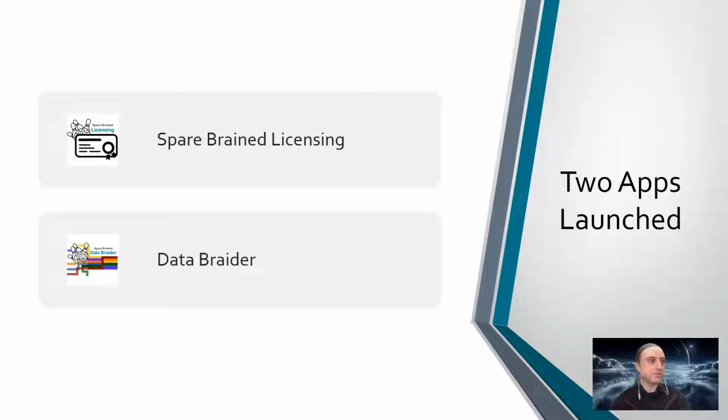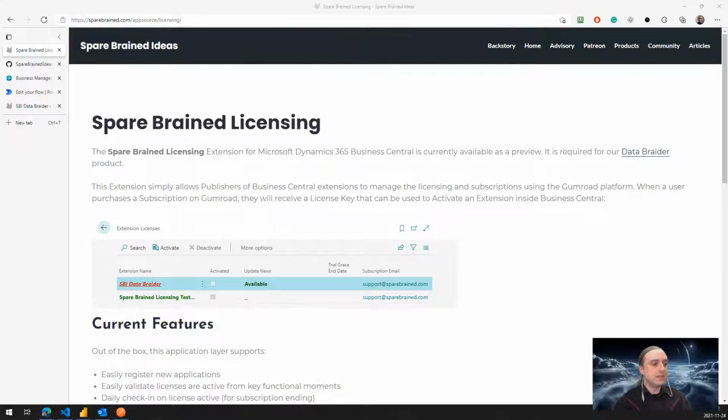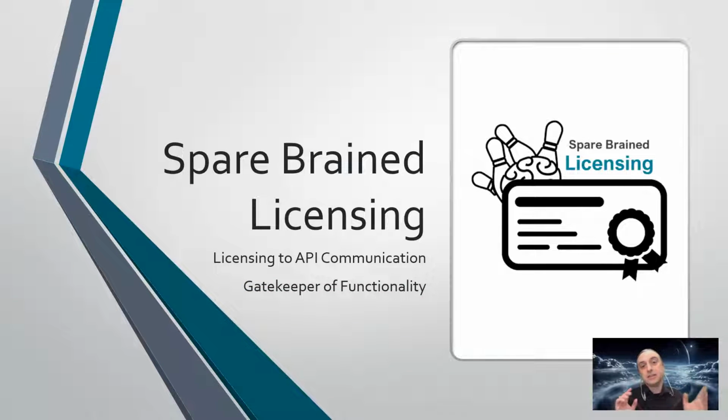So anyways, the core concept of the licensing product is that it facilitates communication with a licensing API, and it allows you to easily gatekeep functionality within your Business Central system. This is very much a version 1.0 release, so I expect there are probably bugs lying in wait for us, and also lots of things people are going to want for features. Makes all the sense in the world.